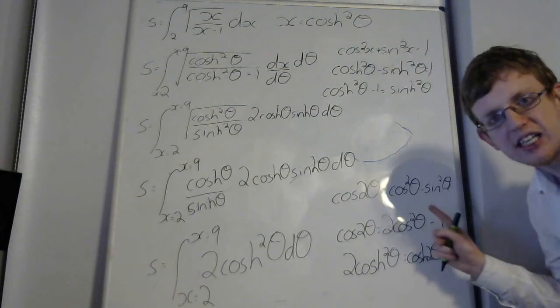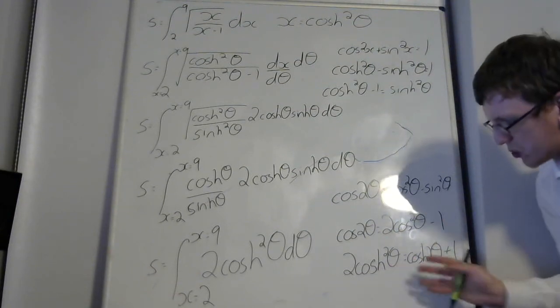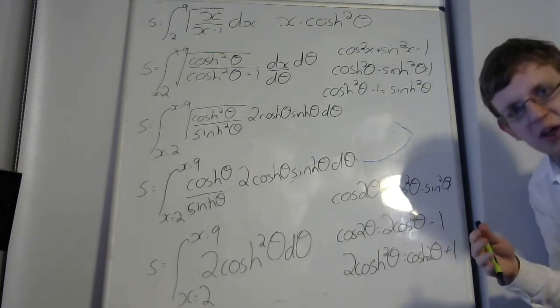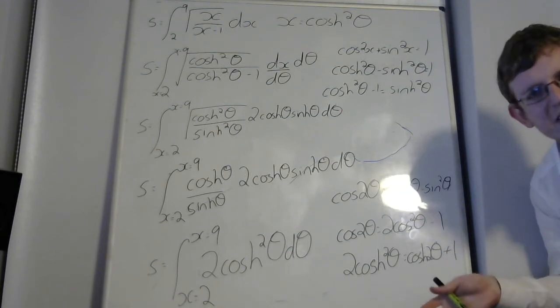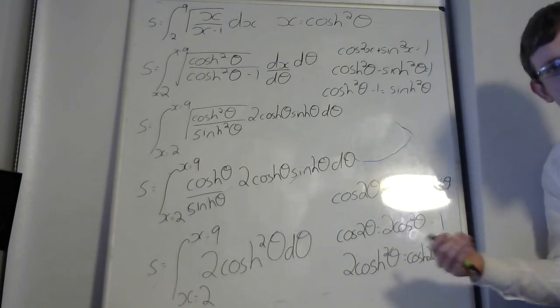I changed into hyperbolic here, and because there's no sine multiplied by sine, I don't need to do anything with the signs. That's really confusing, isn't it? I don't need to do anything with the plus or minuses because there's no sine.